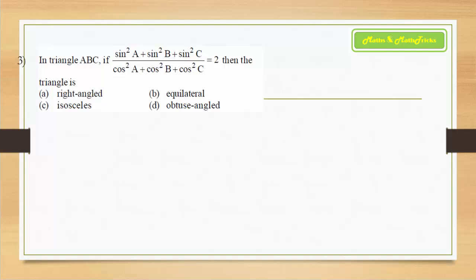Very simple question. You must understand here, you are given that in a triangle ABC, the ratio of these two expressions, that is sine square A plus sine square B plus sine square C upon cos square A plus cos square B plus cos square C, is 2. If this statement is satisfied by the angles in triangle ABC, then what can you say about the triangle? Will it be right angled, equilateral, isosceles, or obtuse angle triangle?